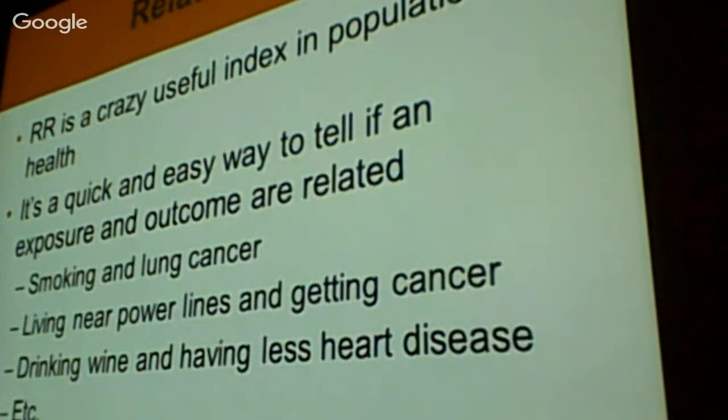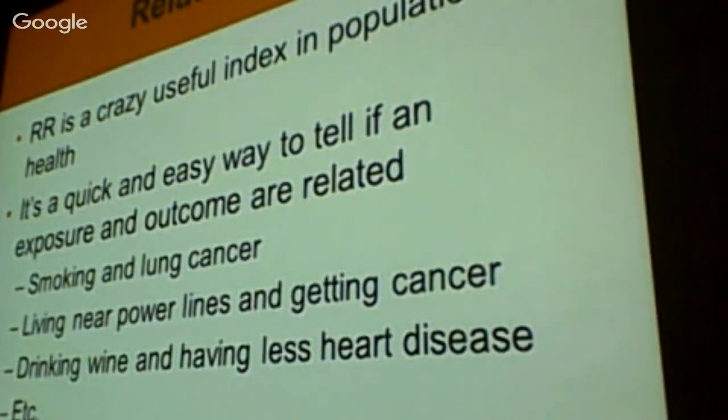So relative risk is really the gold standard in observational studies. You always want to measure relative risks. It's a quick and easy way to see if something's going on. We use it for every kind of exposure and outcome. Classically, smoking and lung cancer, like living near power lines, et cetera. We always want to go for relative risks.